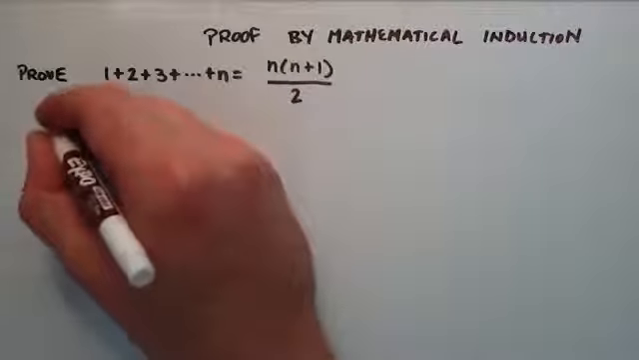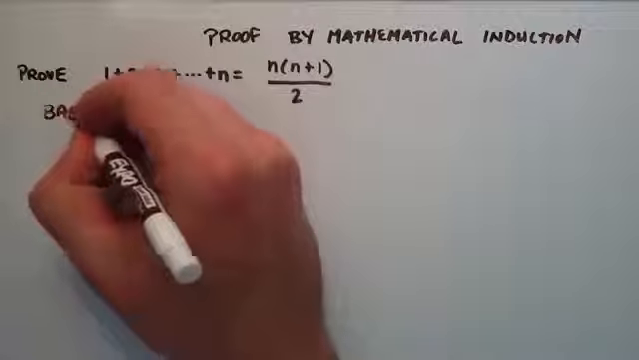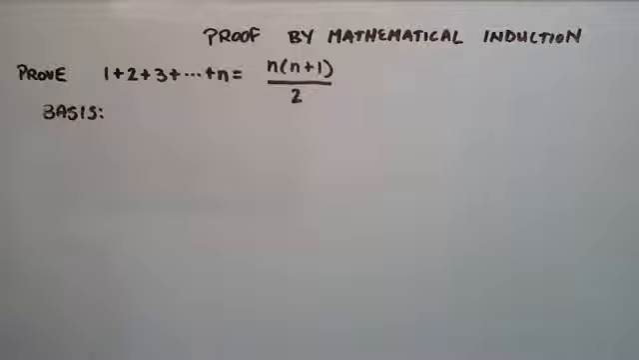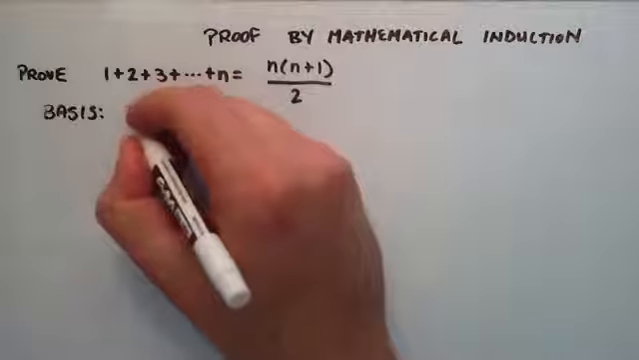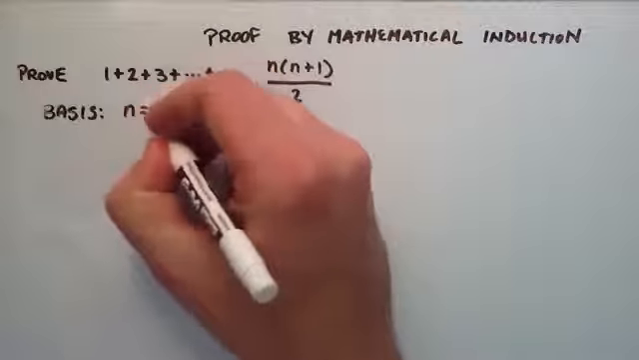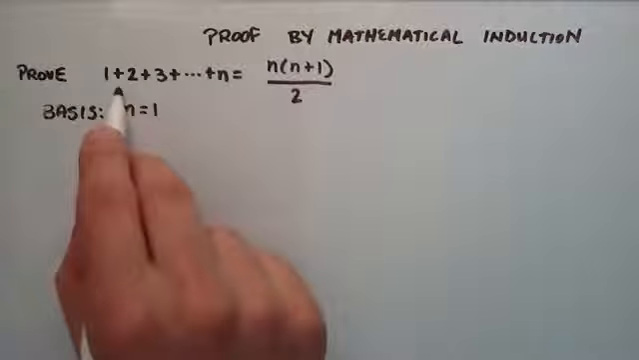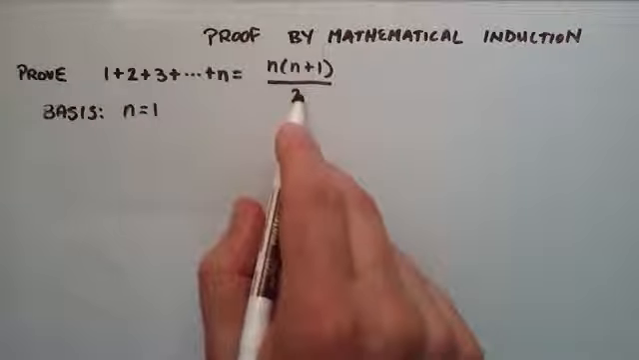So this will be the basis step, and we're checking the base case. We're checking the most simple basic case that we can come up with here, and it's going to be when n equals 1. And we're just going to check that for n equals 1, the left-hand side and the right-hand side are equal.